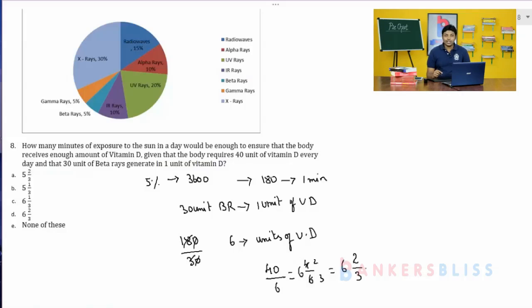Then to receive 40 units of vitamin D, how much time is required? 40 by 6, that is 6 4 by 6. After simplification we get 6 2 by 3, therefore 6 2 by 3 is the answer. Option D is the right answer. Very simple to calculate. Okay, let's move on to the next problem.